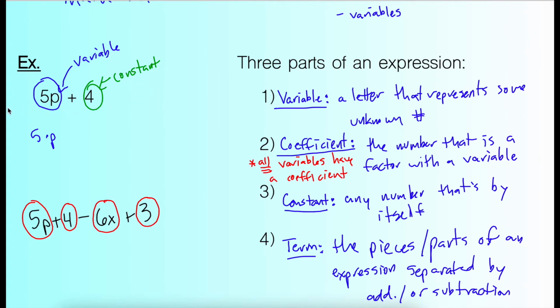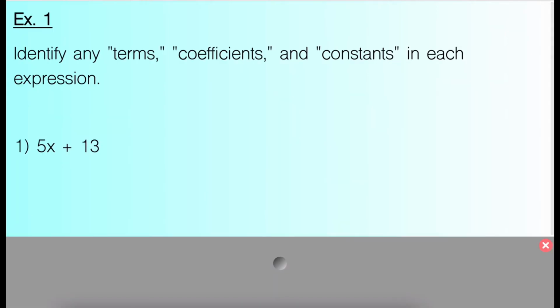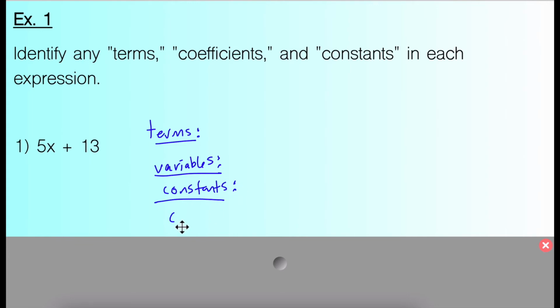So some of the questions that you'll be asked on this basic vocab level for this unit would be pretty simple, and that'd be like identifying all of the things, all of the vocab words. So let's list these out. Terms, variables, constants, and lastly coefficients.